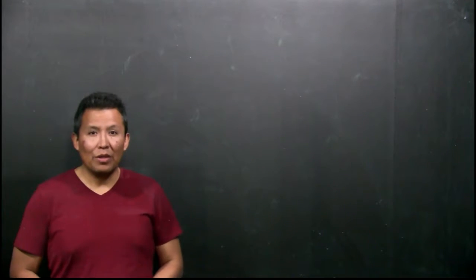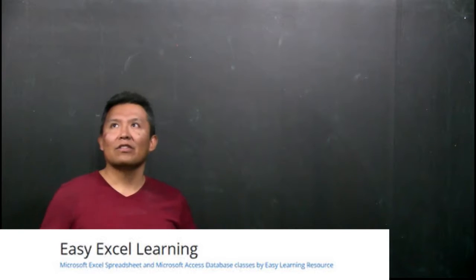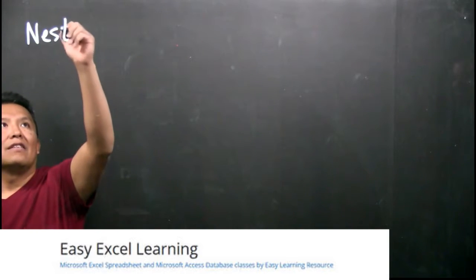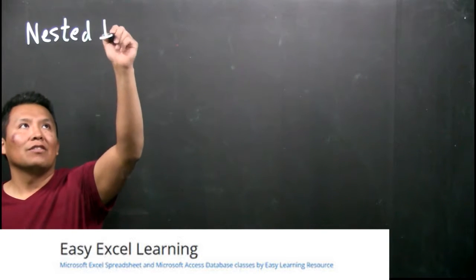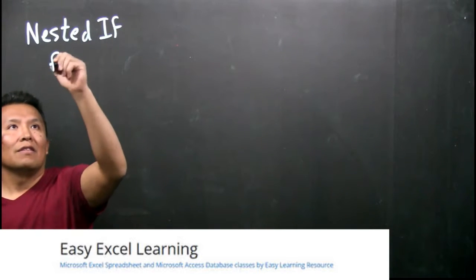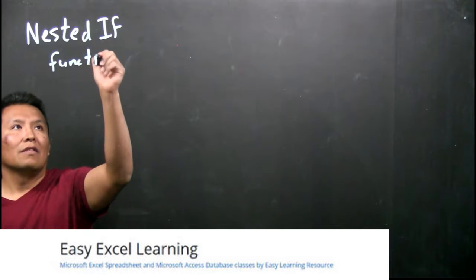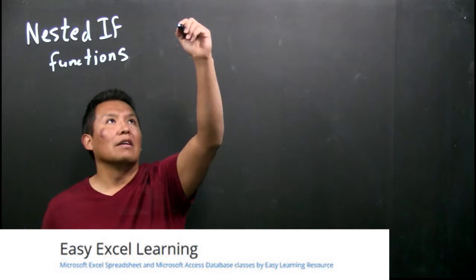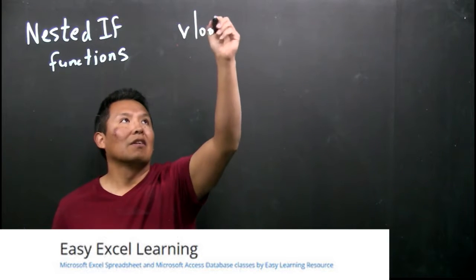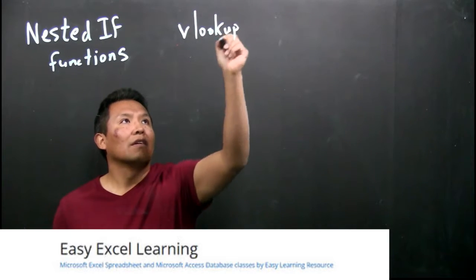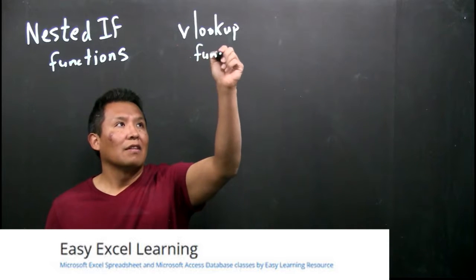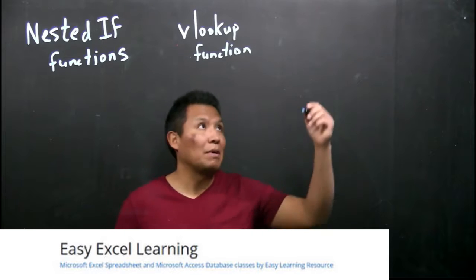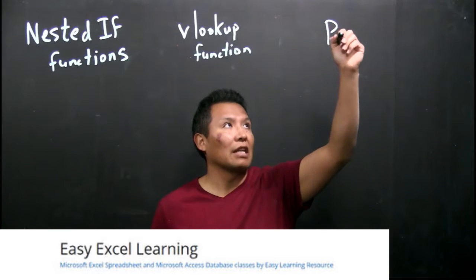Okay, so now we're going to review the three topics that we covered. The first topic was nested if functions. The second topic we'll review is the vlookup function. And we'll also take a look at the pivot tables that we used during the class.